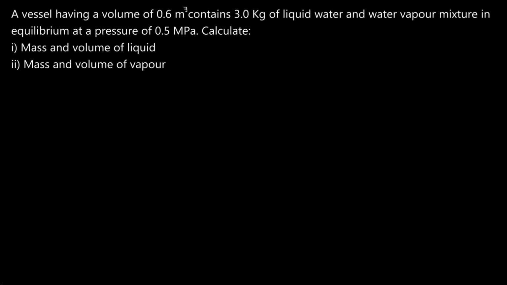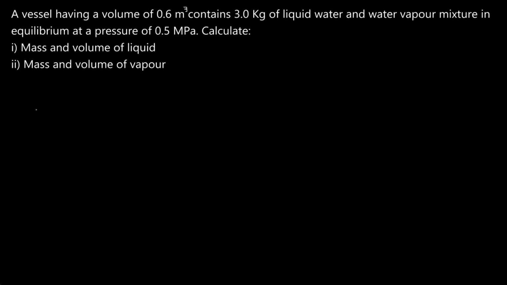Now on to our next problem. A vessel having a volume of 0.6 meters cubed contains 3 kilograms of liquid water and water vapor mixture in equilibrium at a pressure of 0.5 megapascals. Calculate 1. The mass and volume of liquid, and 2. The mass and volume of vapor.